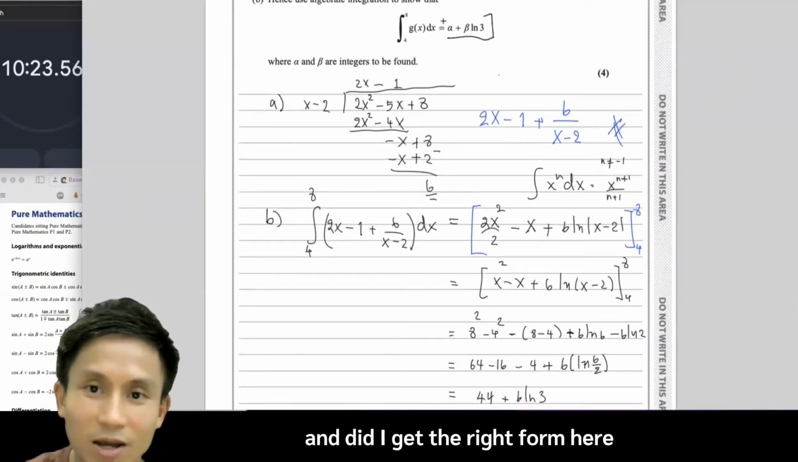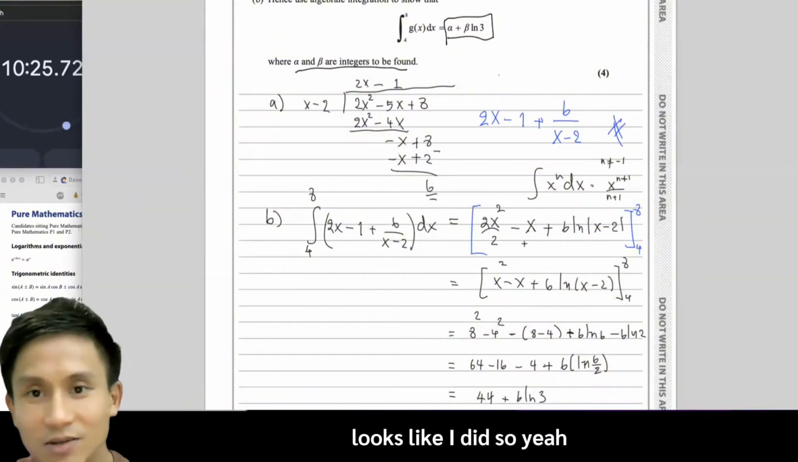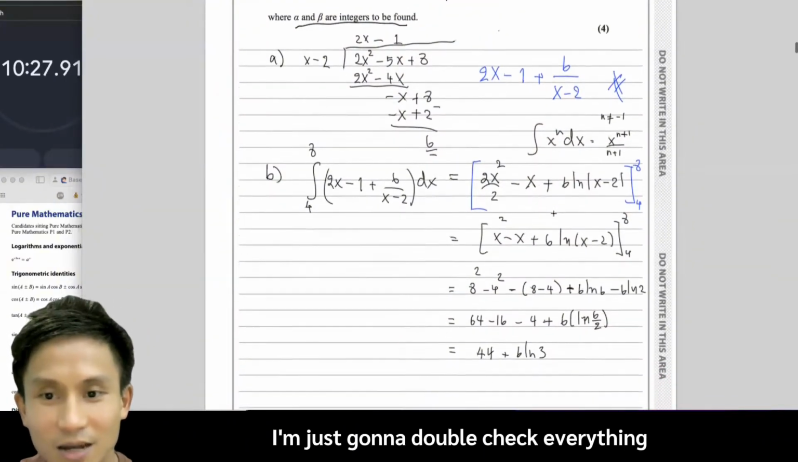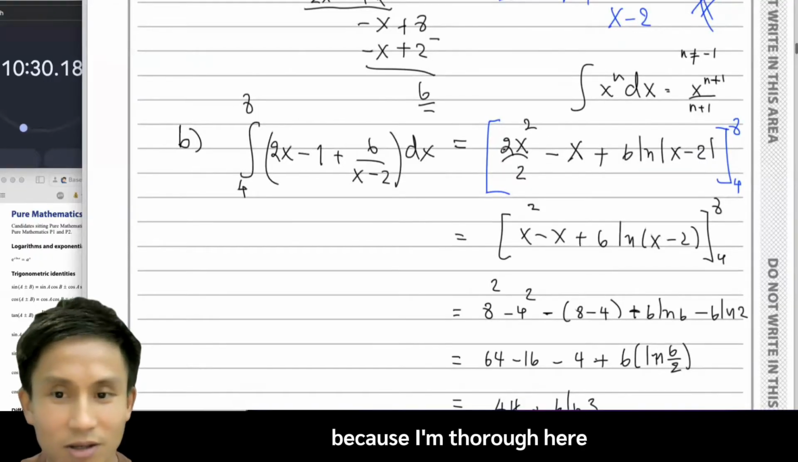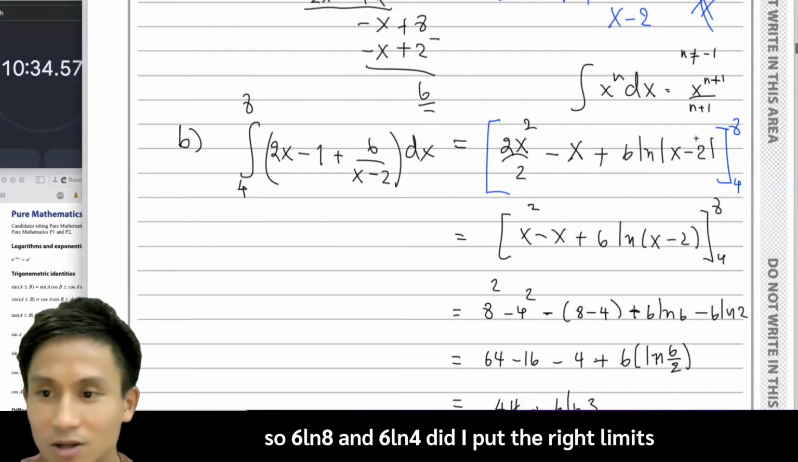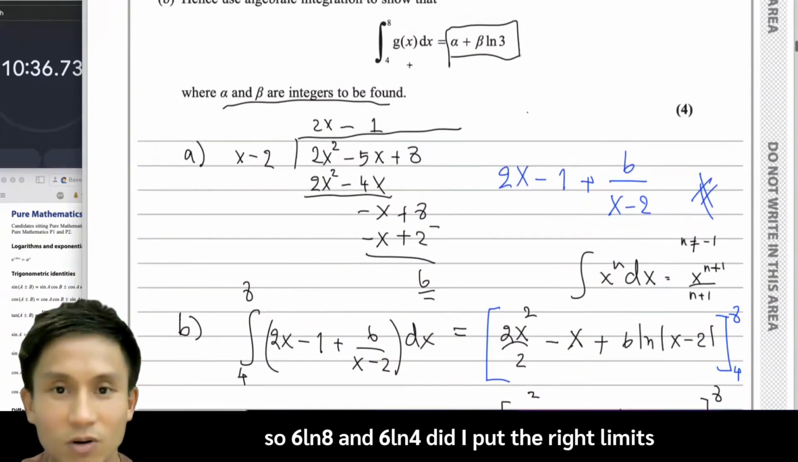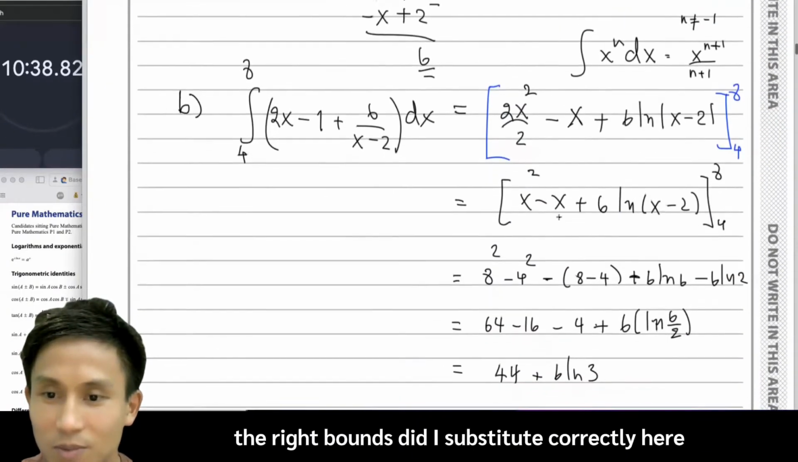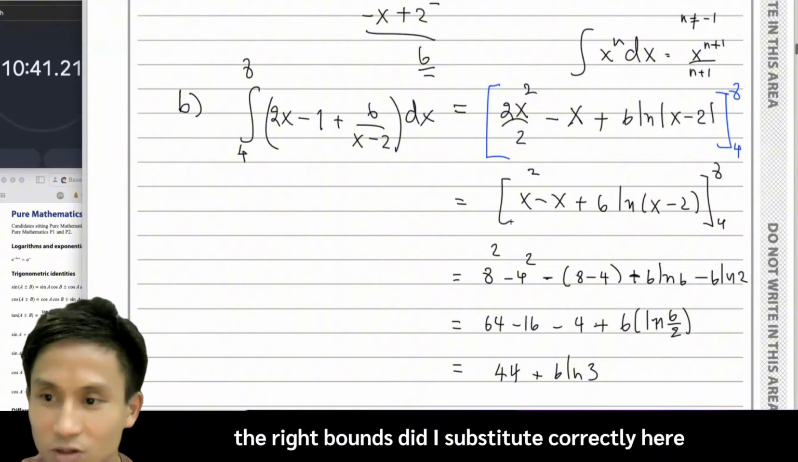And did I get the right form here? Looks like I did. So yeah, I'm just going to double check everything because I'm thorough here. So did I integrate correctly? Yeah, I did, I think. So 6 ln of x, between 8 and 4. Did I put the right limits, the right bounds? Did I substitute correctly here?